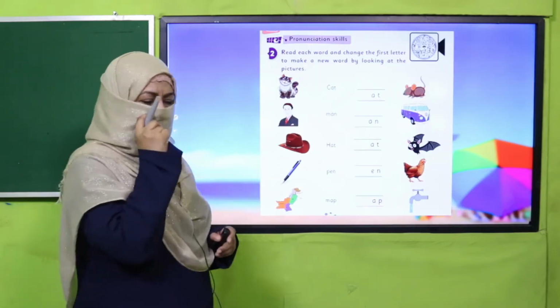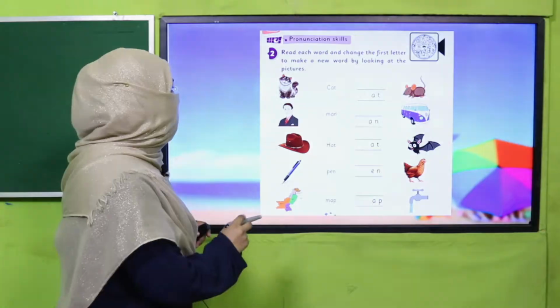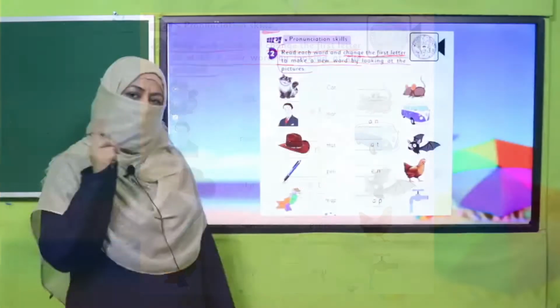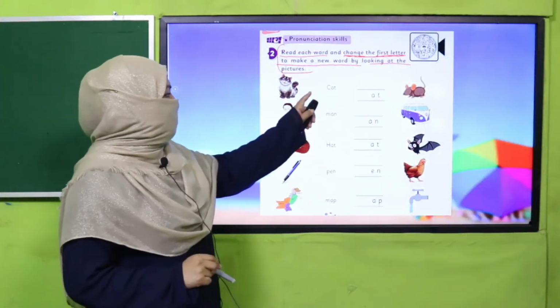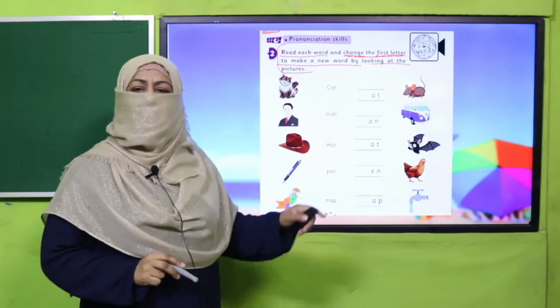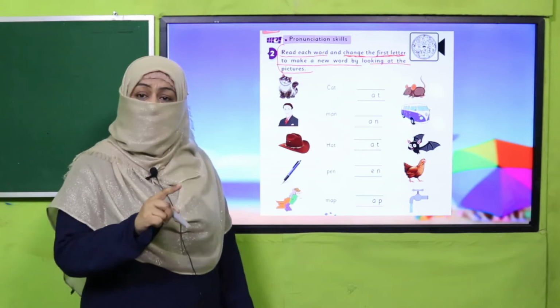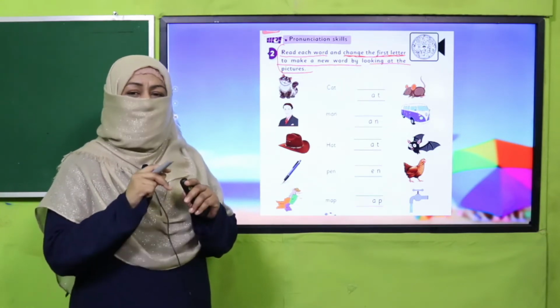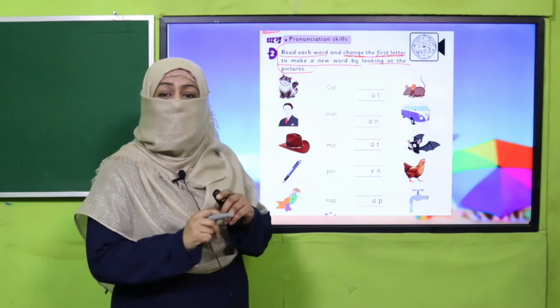Look at this practice on your page, and what we are supposed to do. We'll read each word and change the first letter to make a new word by looking at the picture. Okay, and one thing more, when we just change the first letter, the rest of the sound, the ending sound of the word, remains the same. That's why those words rhyme. Those are called rhyming words.